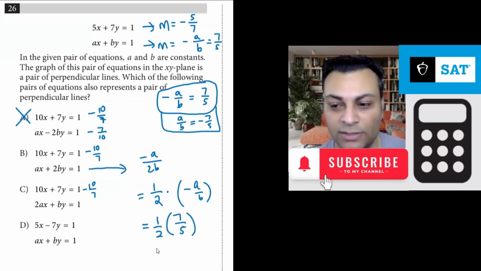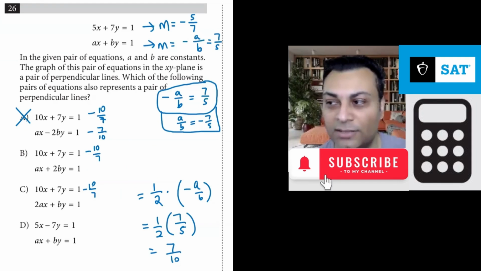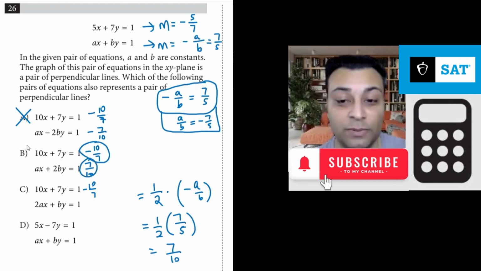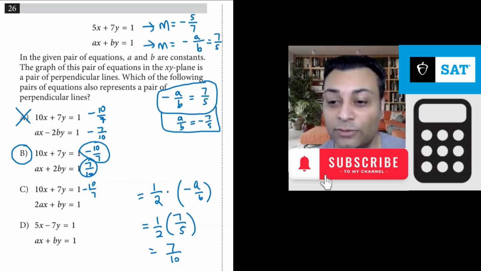Ooh, this is promising. This is 1 times 7, 7, and 2 times 5, 10, 7/10. Hey, we have perpendicular lines because this particular line has a slope of 7/10. And there we go, negative 10/7 and positive 7/10. Those are opposite reciprocals, so these two are perpendicular. If you keep working with these, you'll find that they're not. But I will do those.